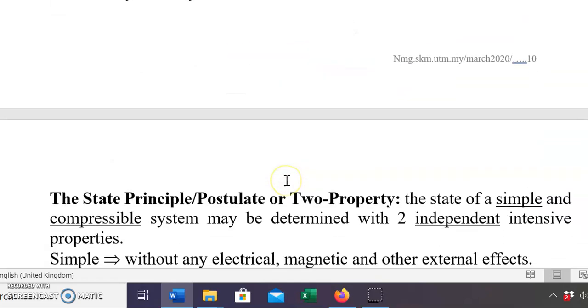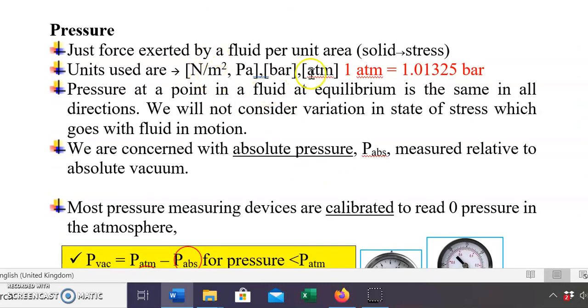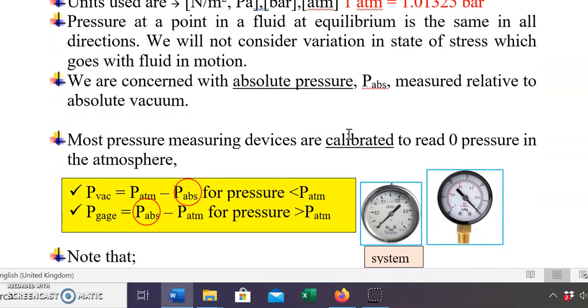Okay, so we move on to pressure. Force exerted by a solid is called stress; by a fluid, per unit area, it is pressure. The units used are Newton per meter squared, or Pascal. 1 Pascal is 1 Newton per meter squared. Or bar, which is 10 to the power of 5 Pascal, or 1 atmosphere, which is equivalent to 1.01325 bar. Pressure at a point in a fluid at equilibrium is the same in all directions.